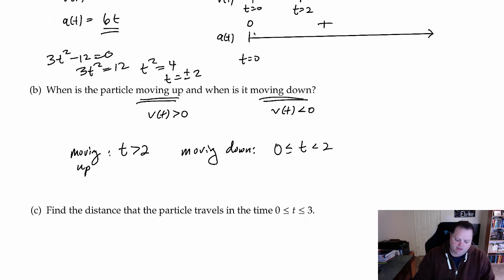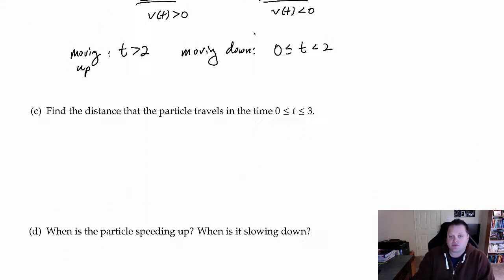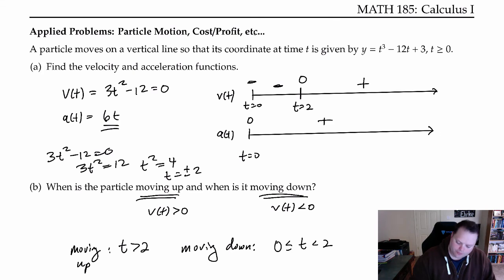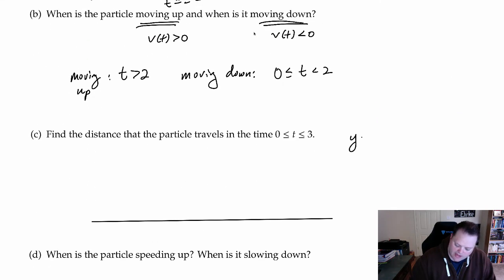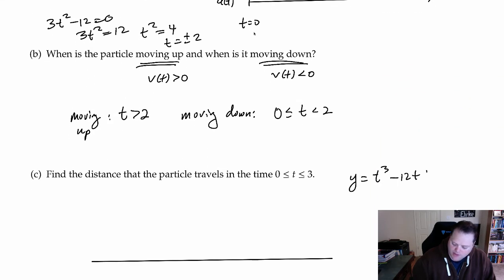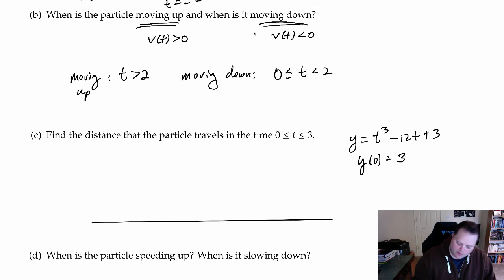All right, find the distance the particle travels in the time from 0 to 3. Okay, so the best way to handle this is to create a graph of position here. So I need my starting position when t is 0. So my curve is y equals t cubed minus 12t plus 3. At time 0, my position is 3. So I'm going to start at y equal to 3. And honestly, I should write this up and down since I said the values were up and down here, right?